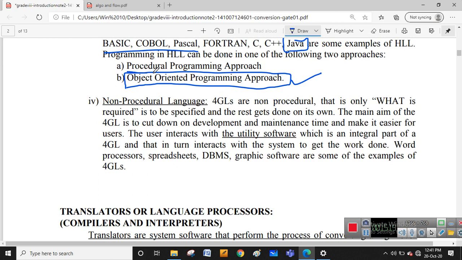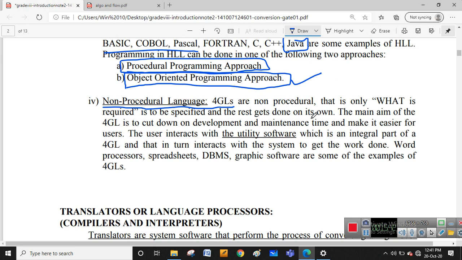Whereas in the case of procedural programming approach, they concentrated more on rules and regulations rather than the logic. Okay, then what is non-procedural language, which is called a fourth generation language? So till now, in the case of procedural or the object-oriented programming approach, what they consider is how to solve the problem with the help of the rules and regulations.